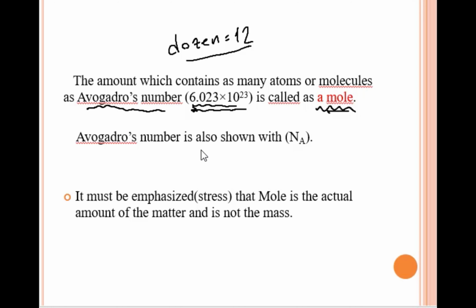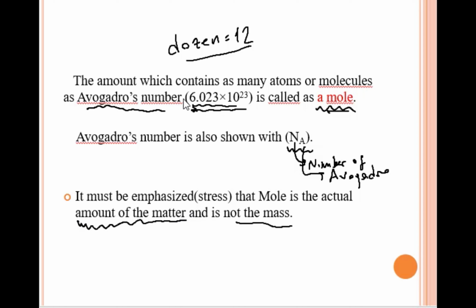Avogadro's number is also shown with N_A. N_A is the symbol of Avogadro: N is number, A is Avogadro, number of Avogadro. We have to notice that the mole is the actual amount of matter, it is not mass. We're not talking about mass here, we're talking about the amount of matter. That's why we use this number to describe the amount of atoms, molecules or ions.